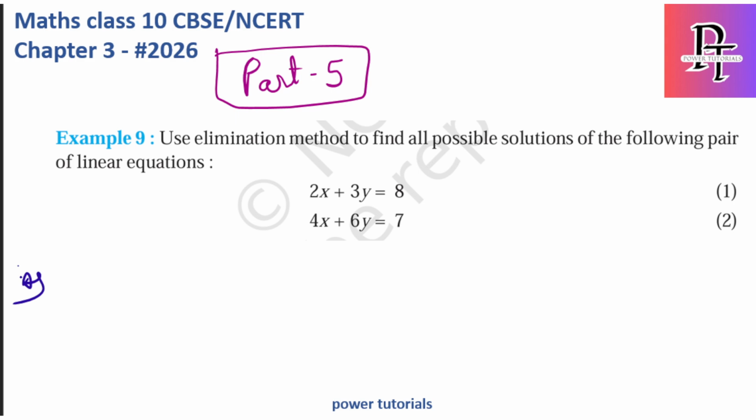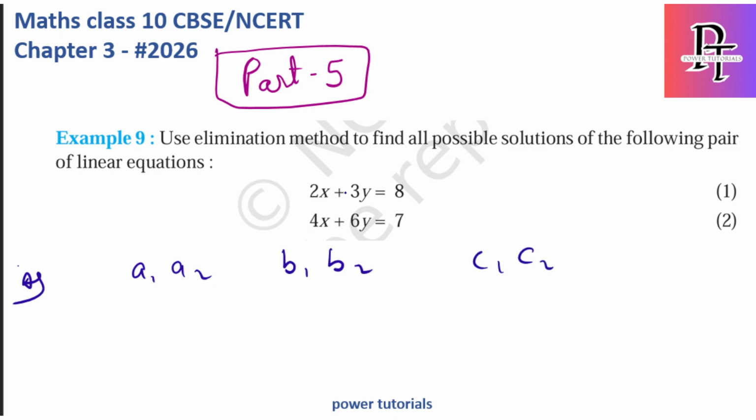Using the elimination method, you have to find all the possible solutions for the following pair of linear equations. But before going to that, we need to understand whether this is consistent or not, and then we have to solve it. To check consistency, you already know how: we need to find a1, a2, b1, b2, and c1, c2.